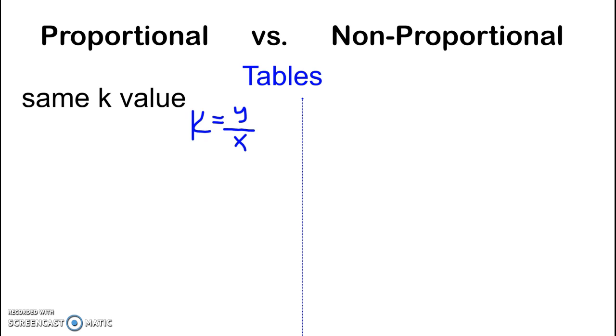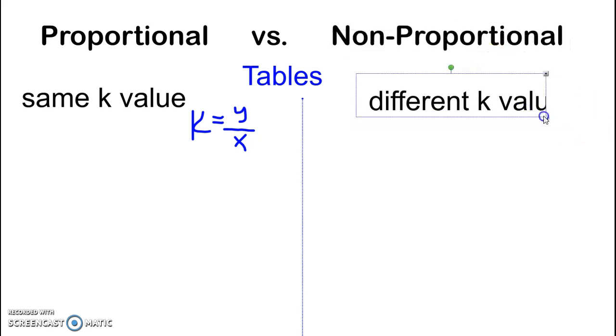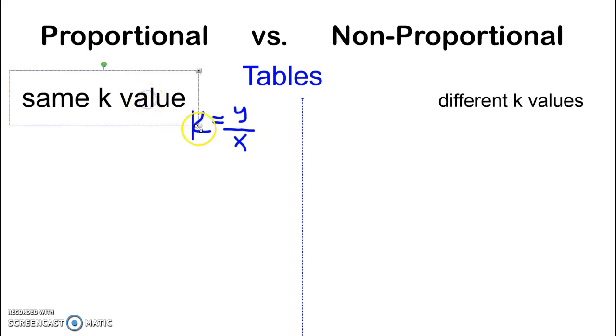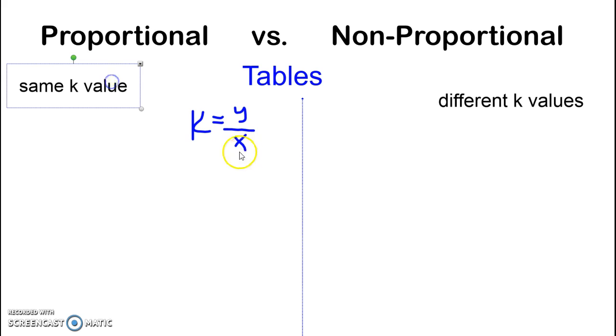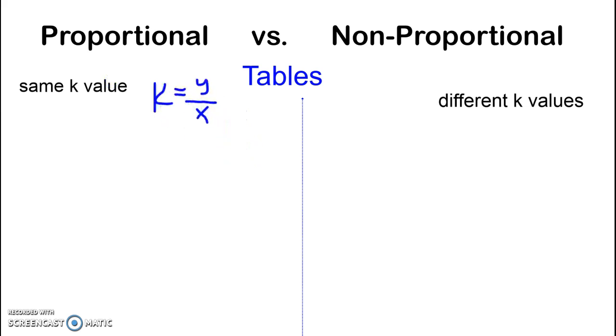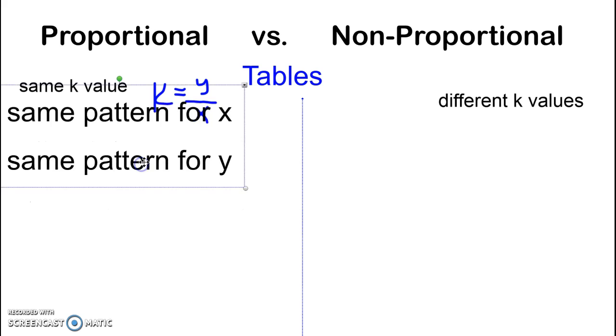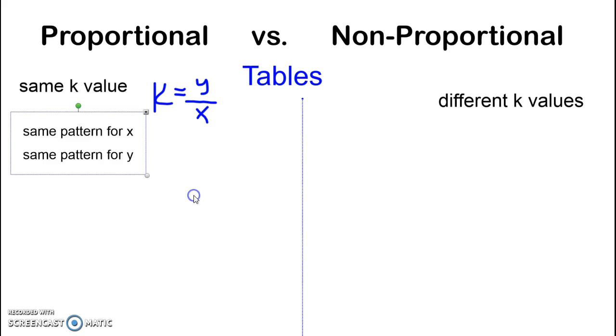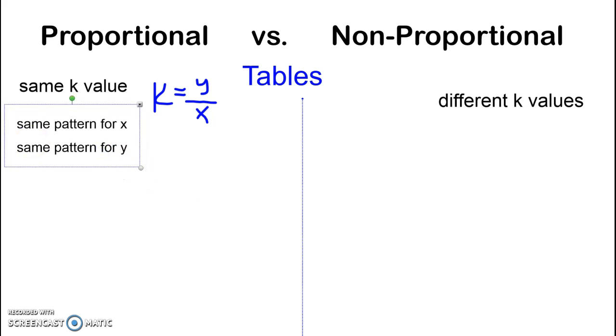So that means that a non-proportional table gets different K values. As soon as you have one value that's different, it is a non-proportional table. Sometimes you don't have to do all of the math. You can get away with doing just a little bit of it, or making sense of some things. And if you have the same pattern for X throughout all of the X's, and then the same pattern throughout all of the Y's, then you could say that your table is proportional as well.